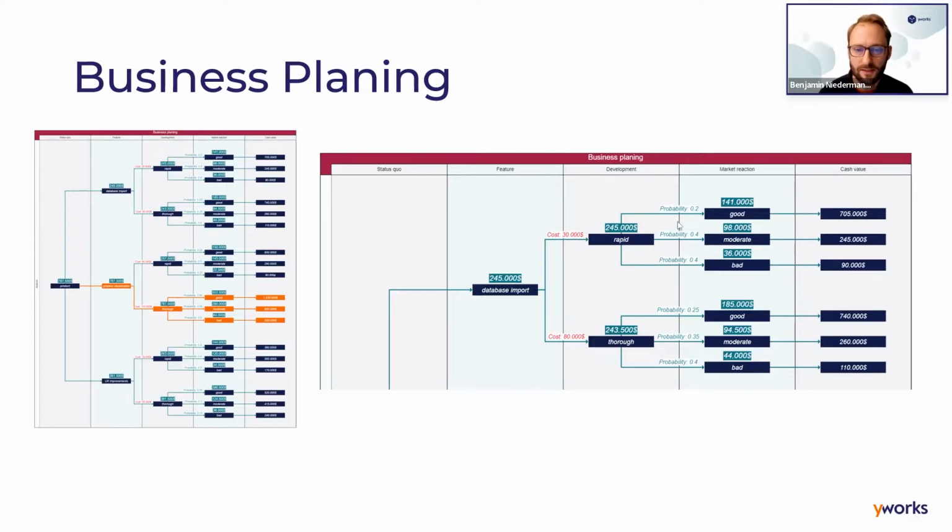This visualization also allows us to visualize different cases. For example, here we have a rapid development for the feature, and then we can assess the costs with some probabilities for different market reactions and so on. And this gives us, again, some hierarchic information that we can easily visualize with the tree layout of yFiles.